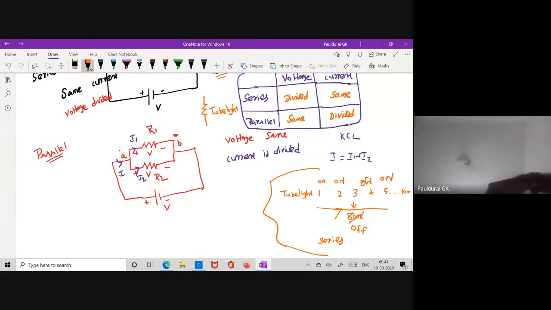But the same voltage must be dropped across all components, across all devices. It may be the TV, or it may be the AC, whatever it is.